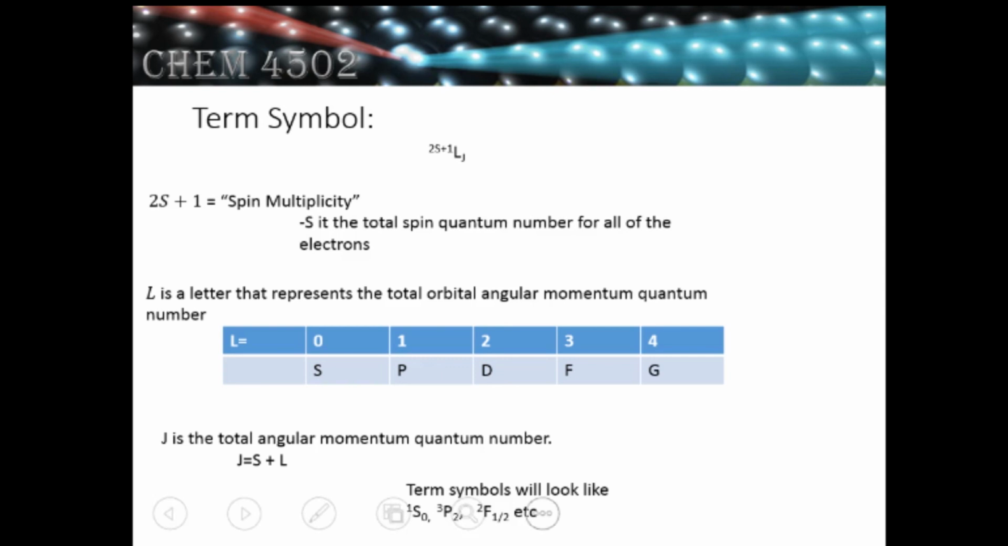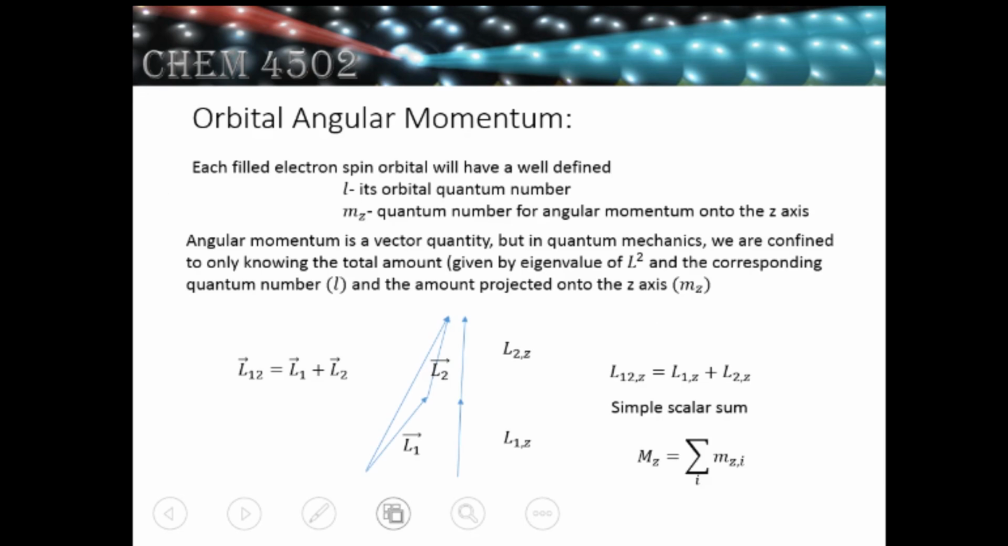And so, just like the little l's, this is going to be an S, P, D, F, or G, but we're going to make it capital so that it's obvious that it's representing the total orbital angular momentum of all of the electrons in the atom. And then we're going to have a separate quantum number J. And J is going to be the addition of spin and orbital angular momentum. And so, finally, our term symbols are going to look like what's down here at the bottom of this slide.